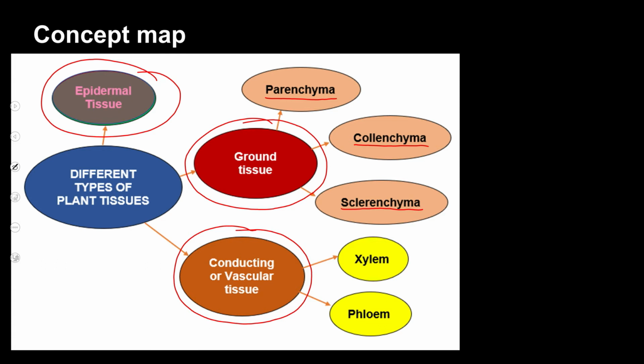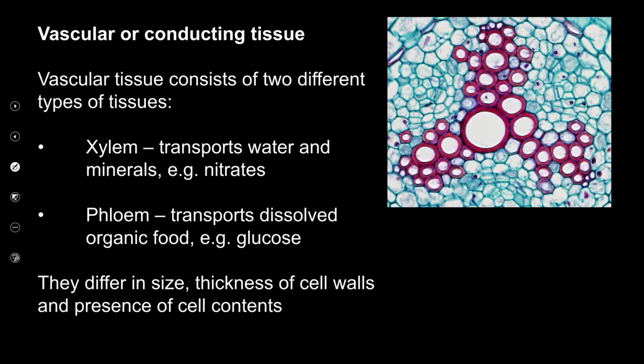The last type of tissue we need to look at is the conducting tissue. And you can think of this like your arteries and veins. It carries substances around your body. And in plants, there are 2 different types. One carries water and one carries food. And we are going to have a look at those 2 different types of conducting or vascular tissue.